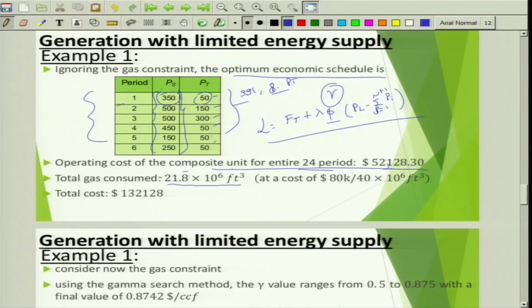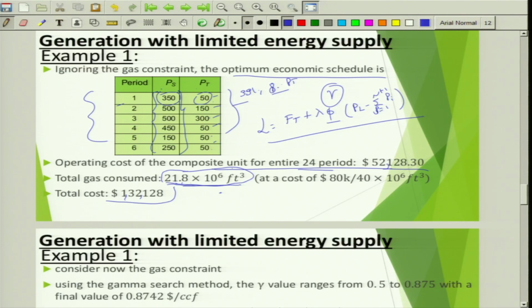Now you see here, though for this much amount of generation your actual fuel consumption required is 21.8 into 10 to the power of 6, since there is a constraint already imposed upon you, though you are using this much only, you are forced to pay money for 40 into 10 to the power of 6. That will come out to be this number, 1,32,128. Let us say there is no constraint for the same problem, and then you have to pay the price only for whatever amount of fuel that you consume, that means 21.8 into 10 to the power of 6.